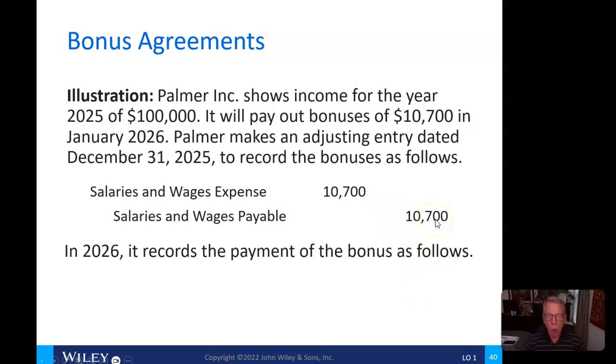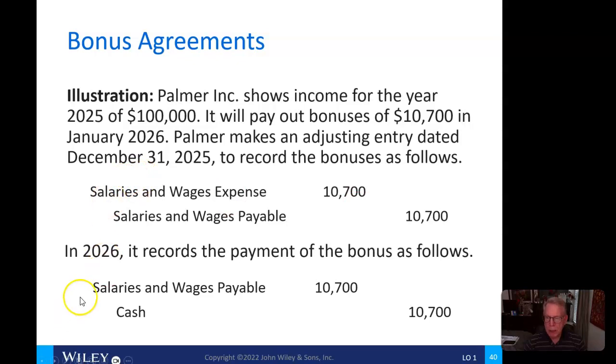In 2026, it records the payment of the bonus as follows. We're going to debit salaries and wages payable. That will zero out that liability and credit cash of $10,700 to pay for it.